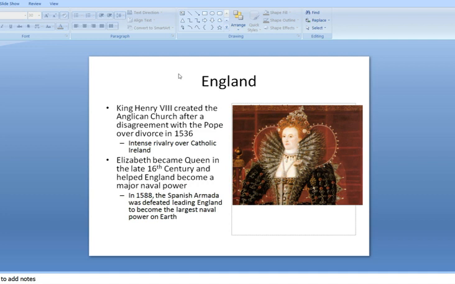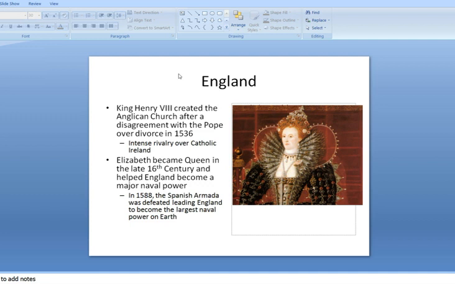Well, England was having some issues, and they had issues over the split with the Catholic Church. This is also the time of the Protestant Reformation. King Henry VIII. Okay, this is the guy that had 6 wives, and a lot of them ended up dying because none of them could give him a son.